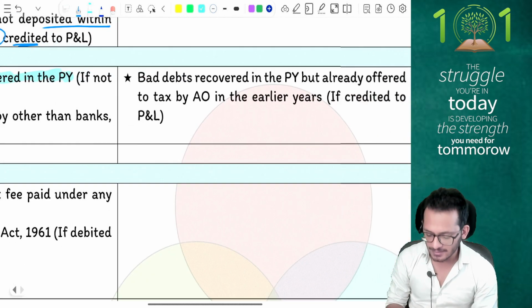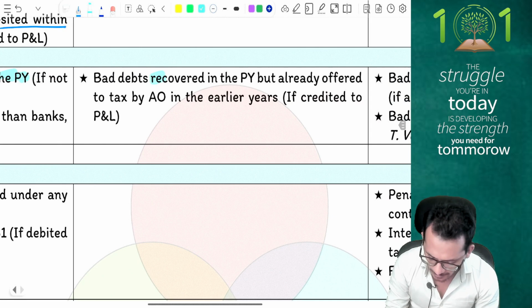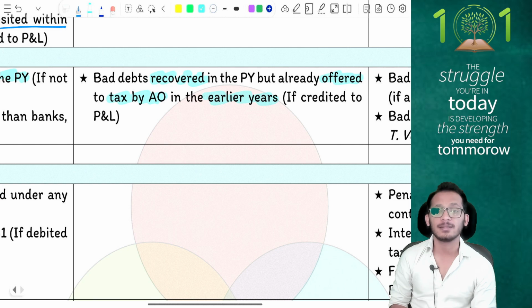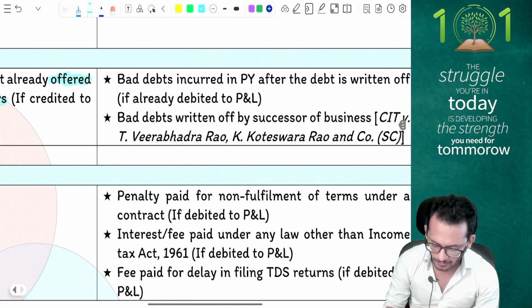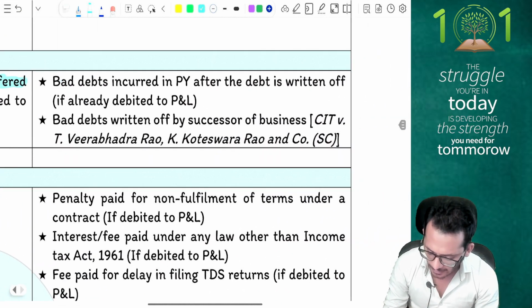Second, income tax says if you have any bad debts which is recovered in the previous year but is already offered to tax by the assessing officer in the earlier years, then I don't need to offer it as income. And the last one says if you have bad debts incurred in the previous year after the debt is written off, then you can claim it as a deduction.